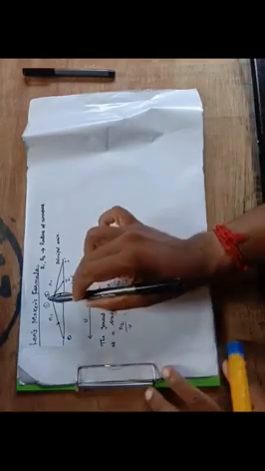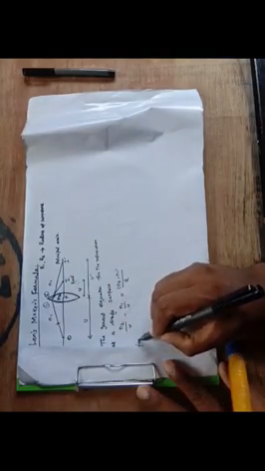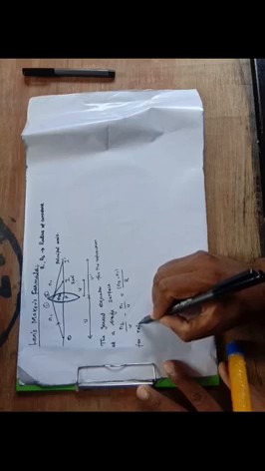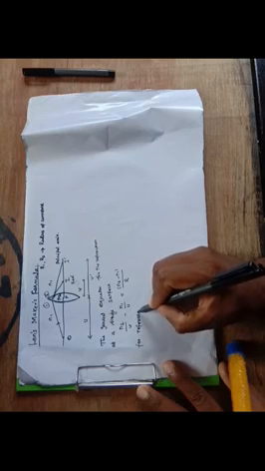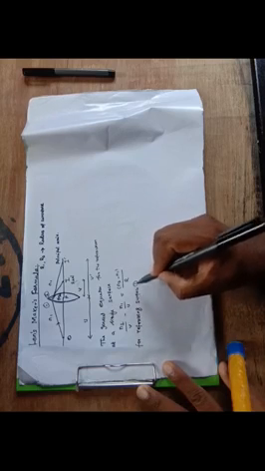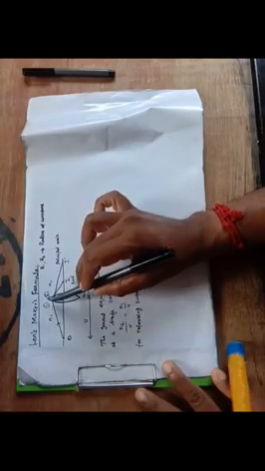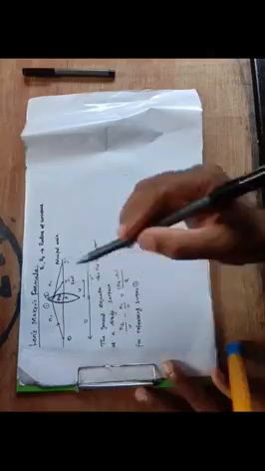So first, this is the general formula. First we are taking refracting surface 1. For refracting surface 1, we apply the general formula, where the refractive index of the refracting medium is N2.